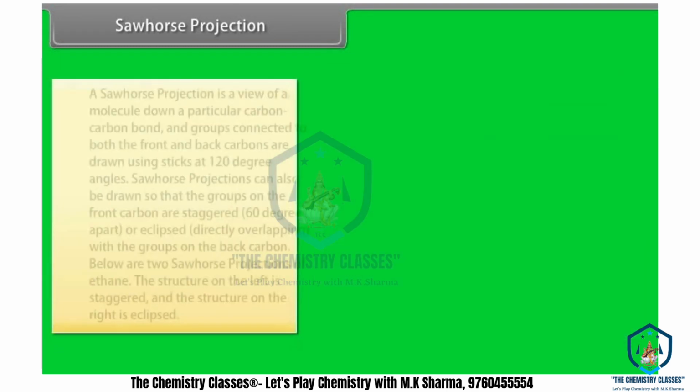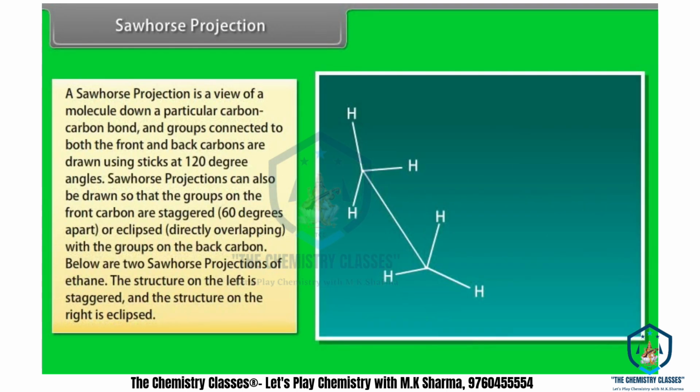Like with the Newman projections, a sawhorse projection is a view of a molecule down a particular carbon-carbon bond, and groups connected to both the front and back carbons are drawn using sticks at 120 degree angles. A sawhorse projection can also be drawn so that the groups on the front carbon are staggered 60 degrees apart or eclipsed, directly overlapping with the groups on the back carbon.